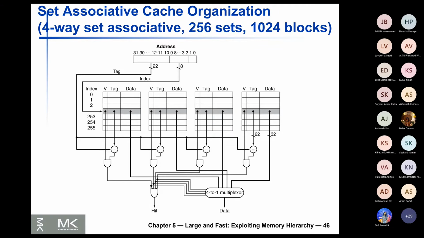So you can understand that if it is an 8-way set associative cache, you will require 8 such logical blocks of the cache, and then the search has to be in parallel in 8 places, and there will be an 8-to-1 multiplexer, etc.